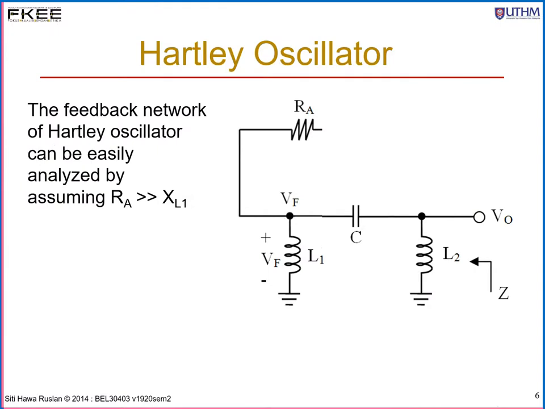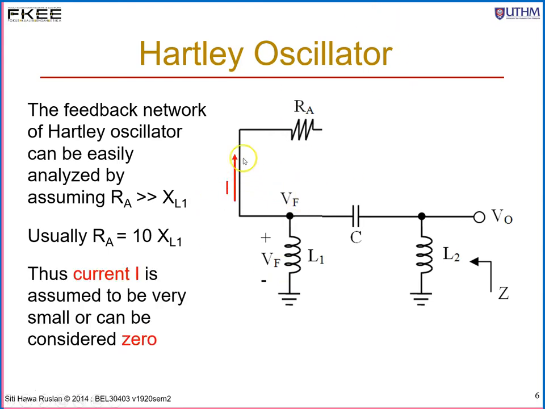In order to analyze the feedback network, first, if you look over here, this is the branch that connects the feedback network to the amplifier. Usually RA is chosen such that it will be much larger compared to the inductance. So RA usually is chosen to be 10 times XL1, and with that the current entering the amplifier through RA can be considered 0. So we can ignore this and we are left with only the two inductors and one capacitor. This will simplify the analysis of the feedback network.